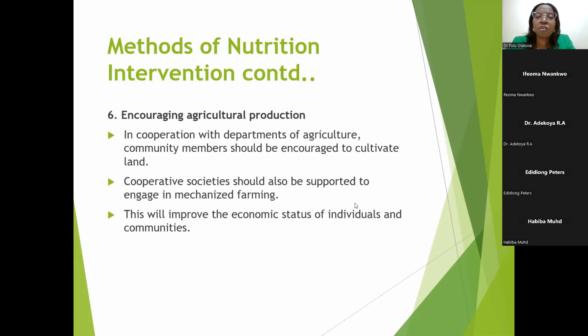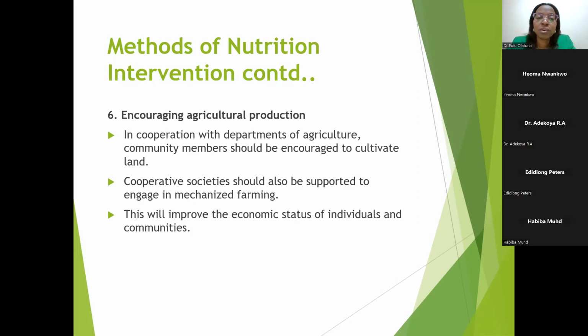So they may need to form cooperative societies where they can pool resources together, and they may need the support of departments of agriculture, like the Ministry of Agriculture at the state level, at the federal level, to encourage them. They can give them tractors, they can rent tractors. If a cooperative society rents a tractor and the tractor works on all their farms, it might be easier for them to pay than individuals getting such tractors.